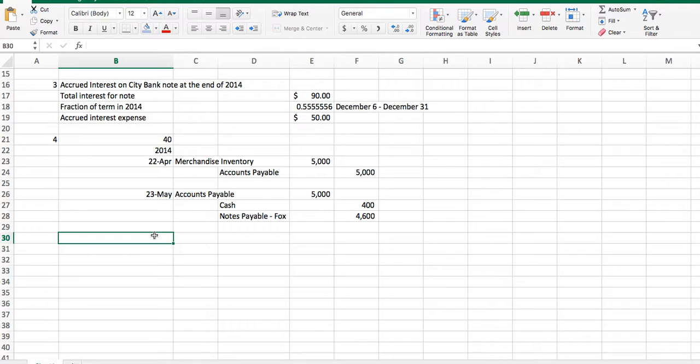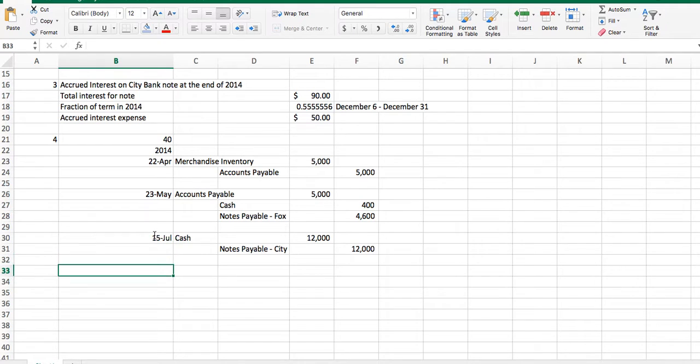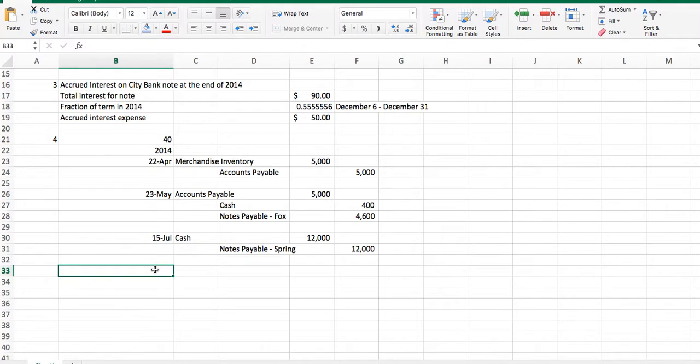Then on July 15th, a very similar transaction: they borrowed $12,000 cash from the bank, and now they have a notes payable to Springbank for $12,000. I'm sorry, I said Citibank earlier, but that one was Springbank. Citibank comes up later.